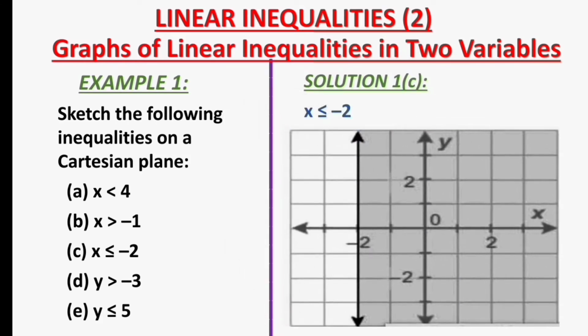Of course, for x is less than or equal to -2, a solid line is required as the boundary line here. I hope you got that right. The solid line should go through the point -2 on the x-axis. That should be a vertical line. Looking at the inequality again, x is less than or equal to -2.